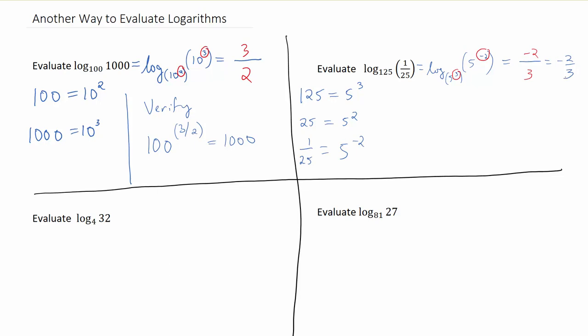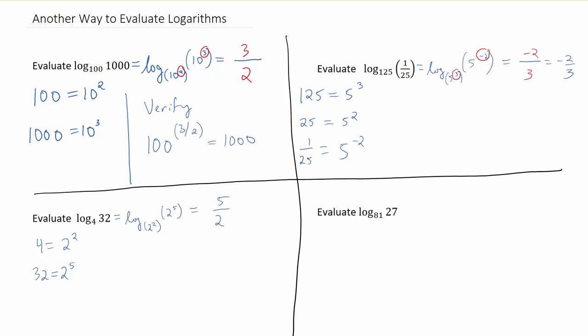Now would be a good time to pause this video and try those other two exercises on your own. The log base 4 of 32. Well, what I notice is that 4 is 2 to the second, and 32, let's see, 2, 4, 8, 16, 32. 32 is 2 to the 5th power. So this is the same as writing the log base 2 squared of 2 to the 5th, and so taking the exponents, 5/2. The log base 4 of 32 is 5/2.